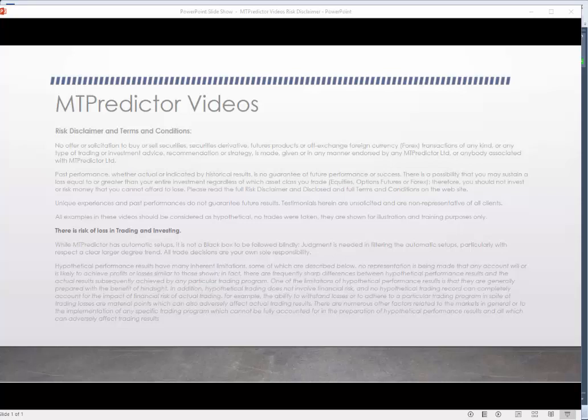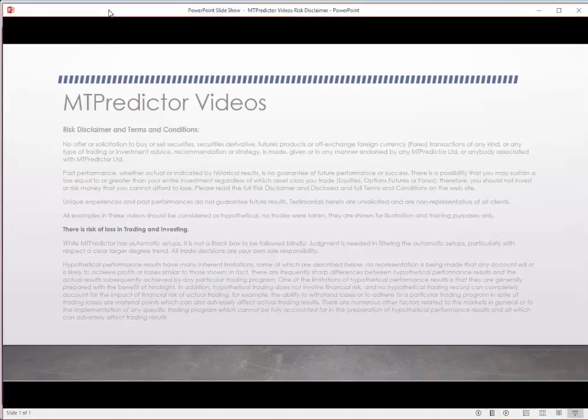In today's MTPredictor video, I'd like to have a look at our VS, or volume spike, setup, where we got a nice example unfolding on the 3-minute YM from yesterday.